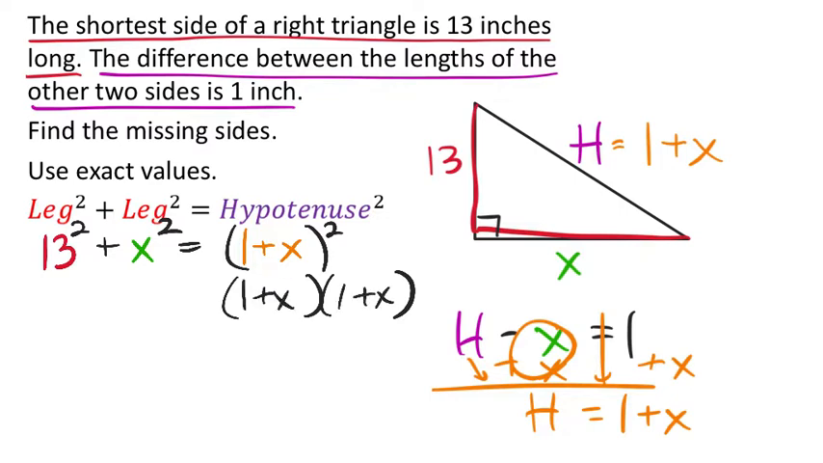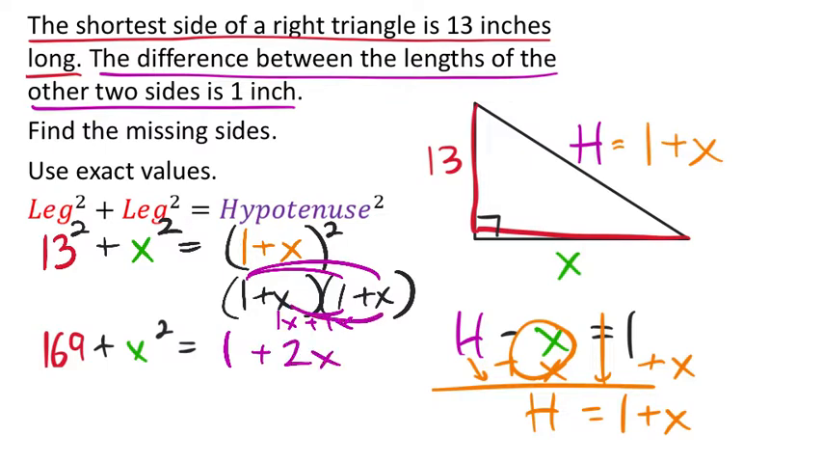So 13 squared is 169. And then plus x squared, no problem. Plus x squared equals, over here, 1 times 1 is 1. 1 times x would be 1x. x times 1 would be another 1x, which would combine to be 2 x's. And then x times x there is x squared.